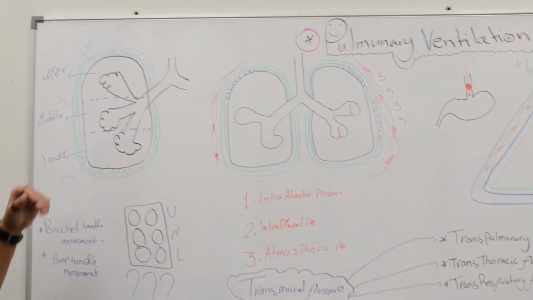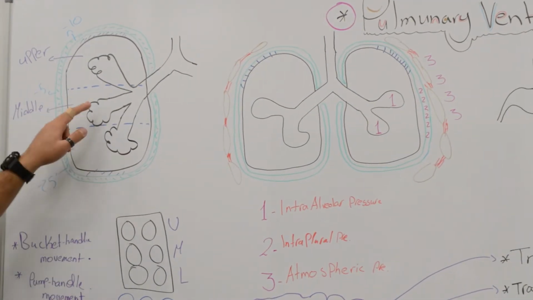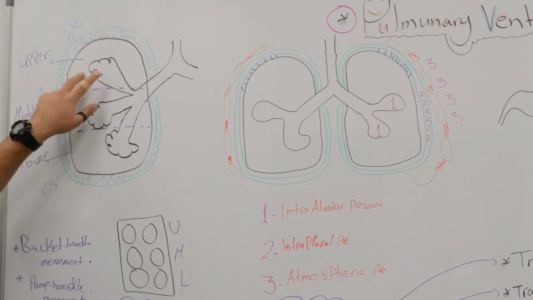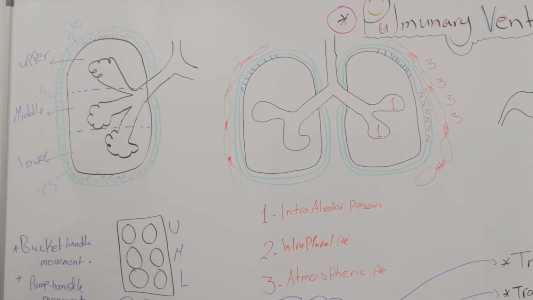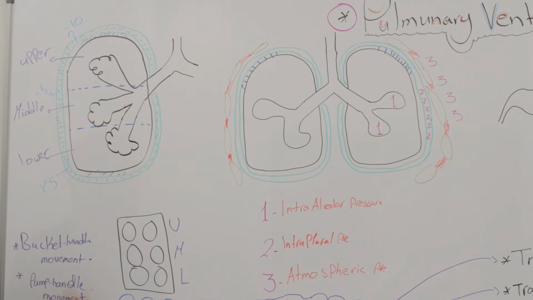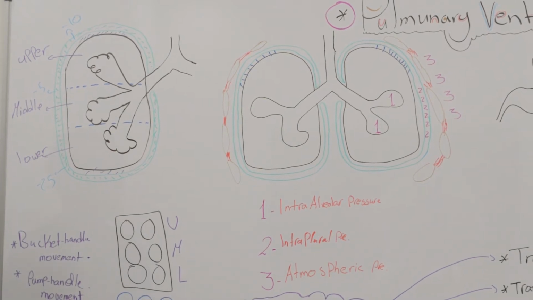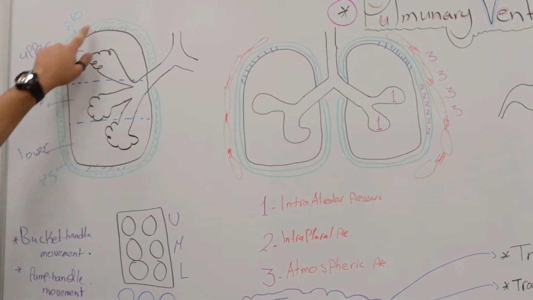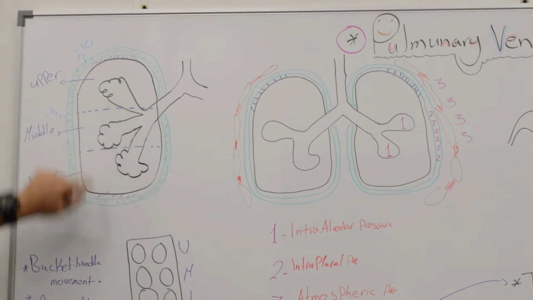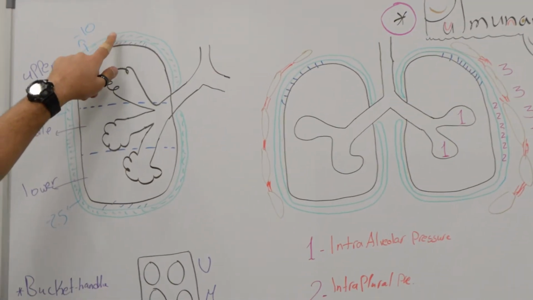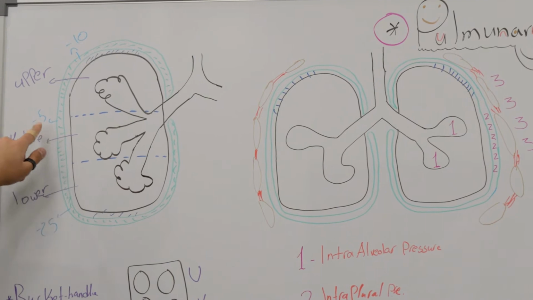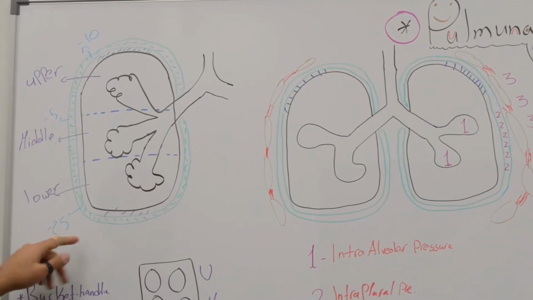So sometimes it will come to us that the amount of ventilation will be in the upper. Some people can say because of the gravity, the air will be in the lower. So I will explain why it's different. The pleural pressure first is not the same around the lung. In the upper part, it's -10. In the middle part, it's -5. In the lower part, it's -2.5 almost.